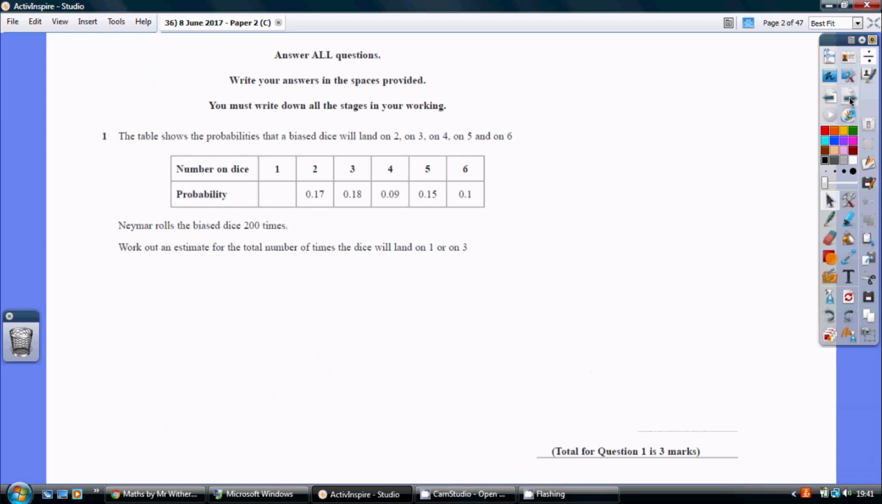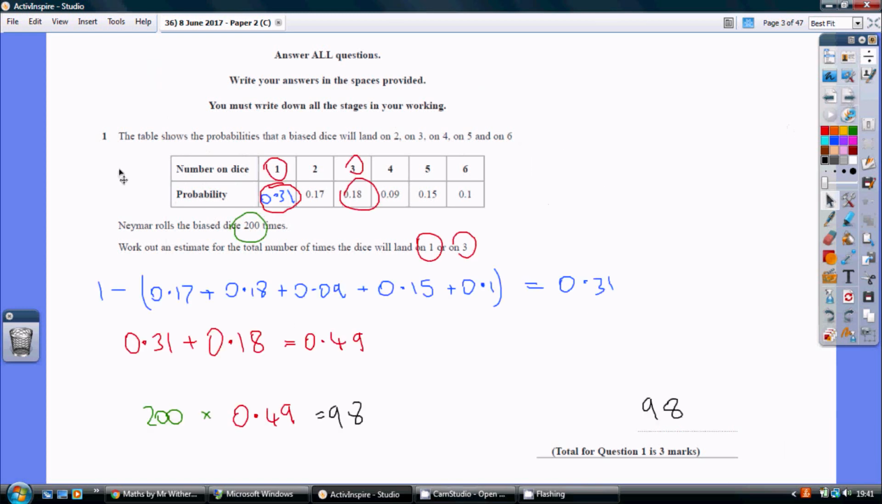Question 1. So we're given here a table of probabilities, and we know that the probabilities have to add up to a whole, have to add up to 1. So basically, to work out this missing probability here in the table, add up all the other numbers, take this away from 1, and you get 0.31.